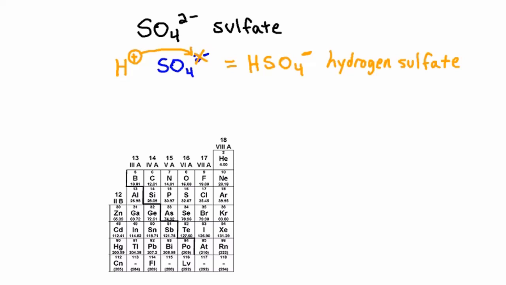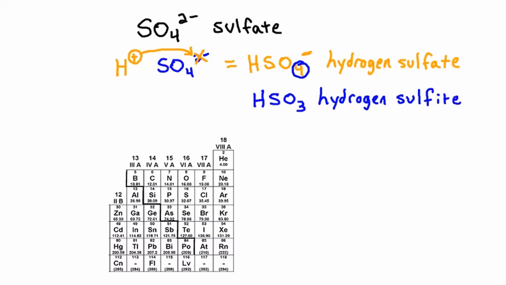Or what if you want to take an oxygen away? What if you want to take one of the oxygens away and end up making that an HSO3? Well, then that would be called hydrogen sulfite, because it has one less oxygen than the sulfate. Oh, and this has a negative charge to it.